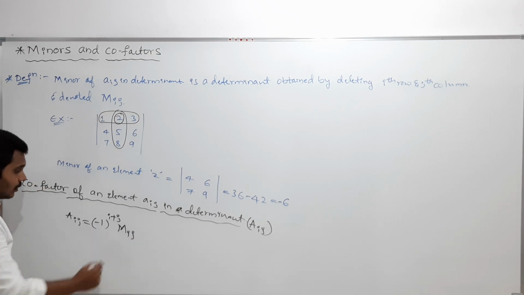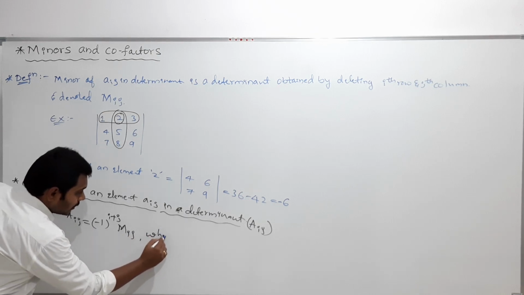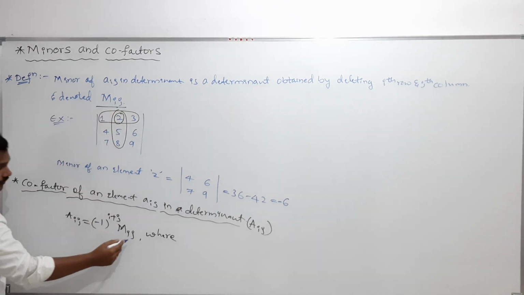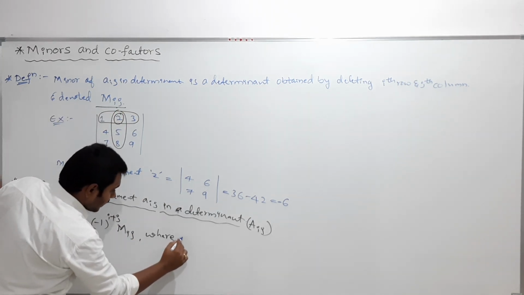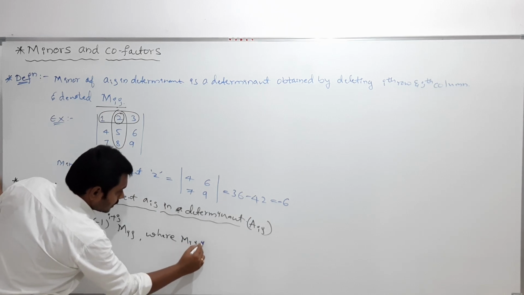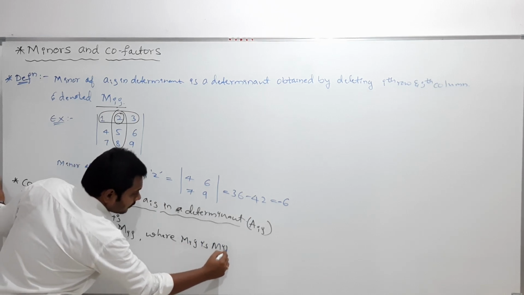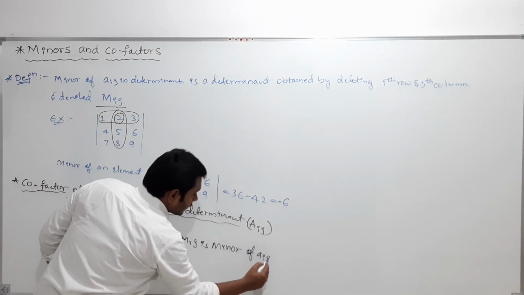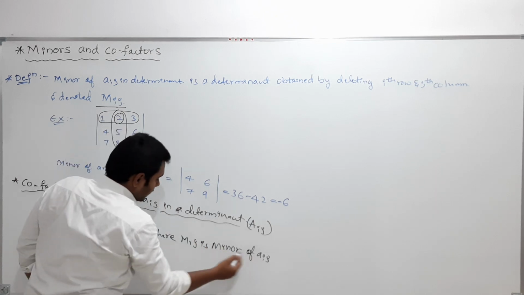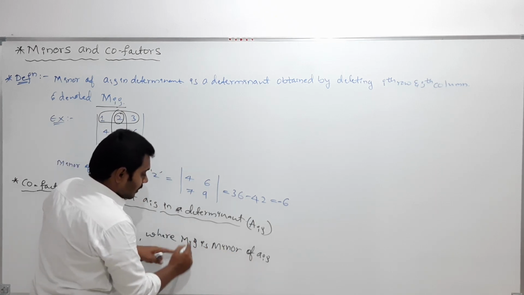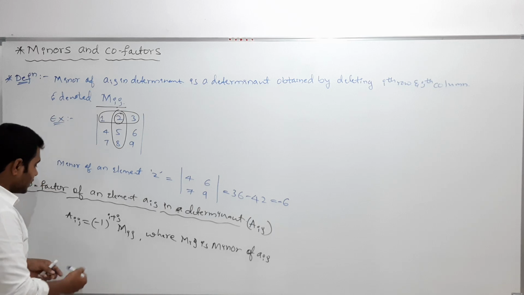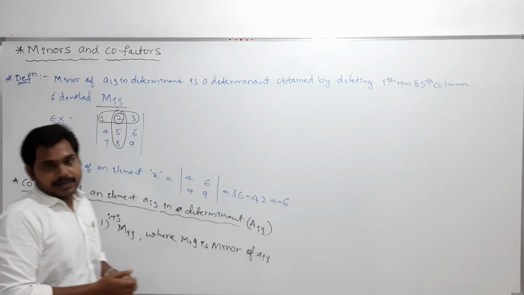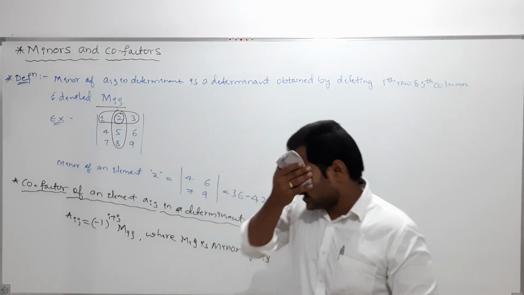So what is Mij? Here Mij is the minor of the element, that is, Mij is the minor of aij. So if you consider any element aij, then Mij is nothing but the minor of aij. So this is the cofactor of any element aij in a given determinant. Clear? So now it's very clear to you.